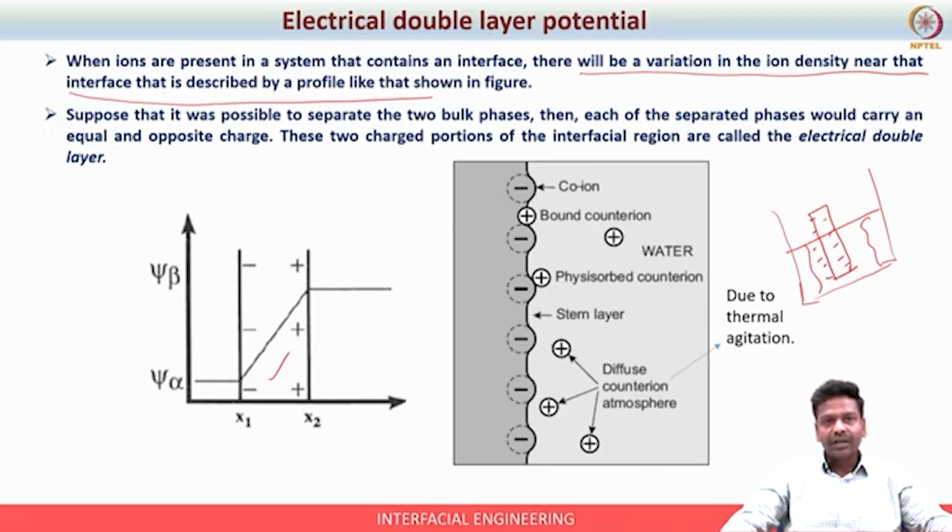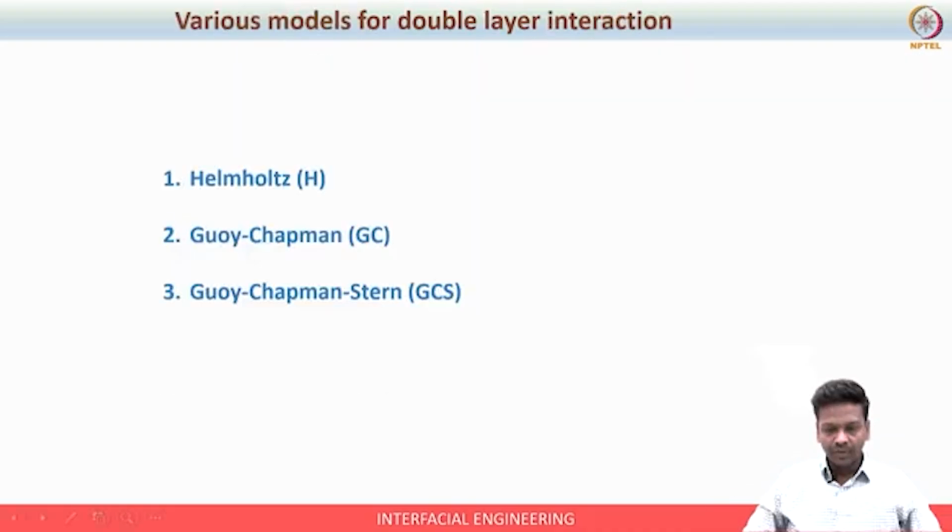So whenever you separate these two bulk phases, they will carry equal and opposite charges, such that the electroneutrality condition is achieved. Okay. So here I have listed various models for double layer interaction. As you can see, there are three models: the Helmholtz model, the Gouy-Chapman model, and the Gouy-Chapman-Stern model. We will look at them one by one in detail as we move along.